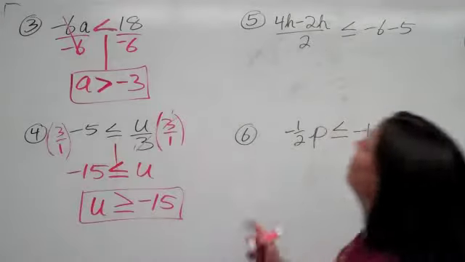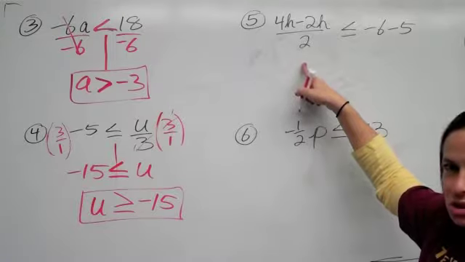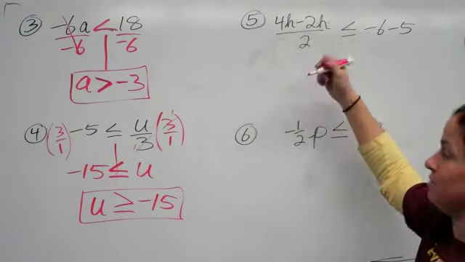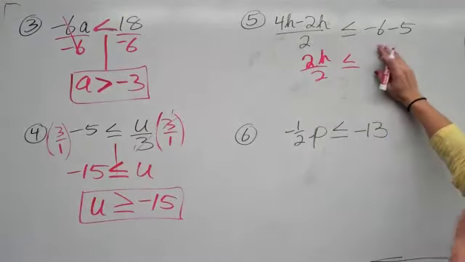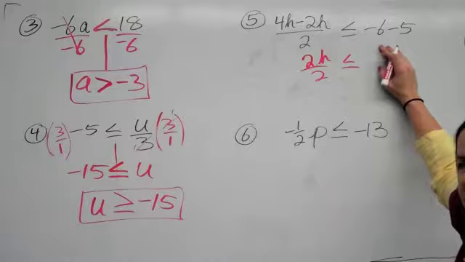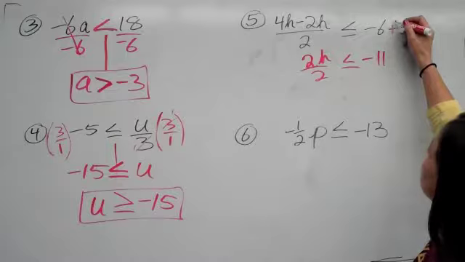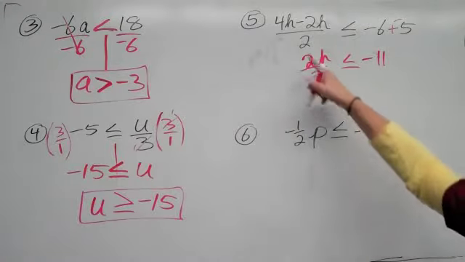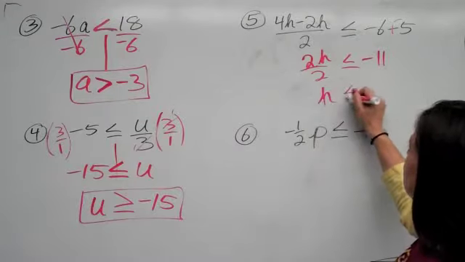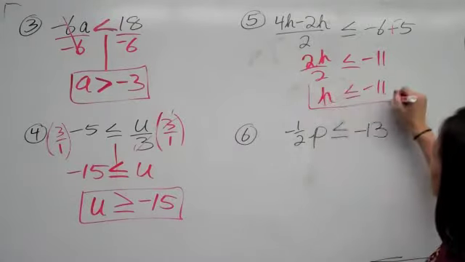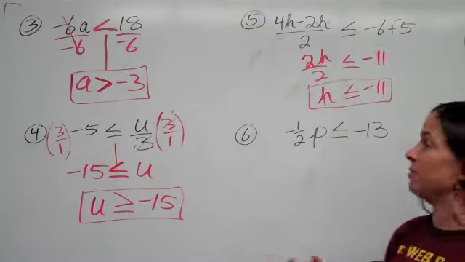Number 5. 4h minus 2h over 2. Well, can we simplify that? 4h minus 2h. If I have 4 hats and I subtract 2 hats, I'm left with 2 hats. So 2 hats over 2 is less than or equal to, well, what's negative 6 minus 5? So if I have negative 6 and I take away 5 more, I'm going to be at negative 11. Remember, you can always think of it as plus a negative. Actually, this just simplifies down to h, and it's less than or equal to negative 11. So I didn't even have to do anything to both sides of the equation. I just need to simplify the problem.